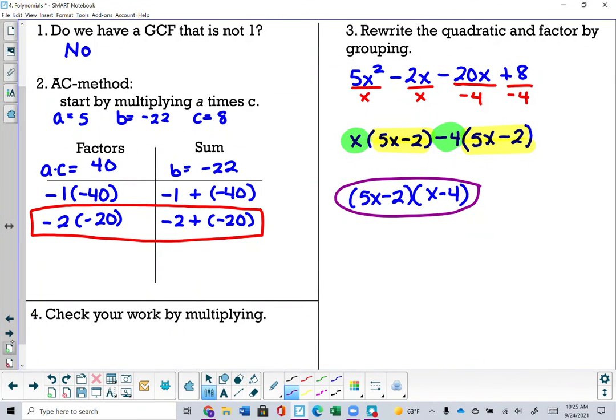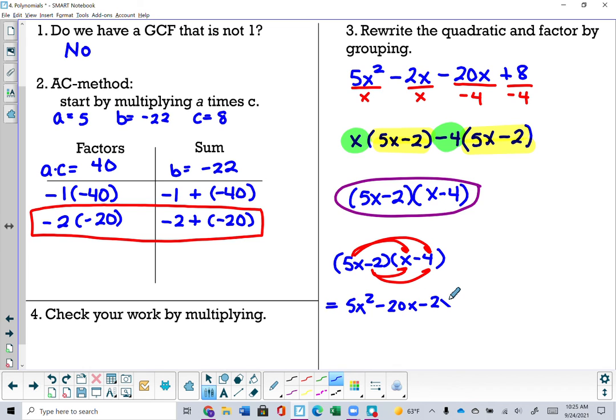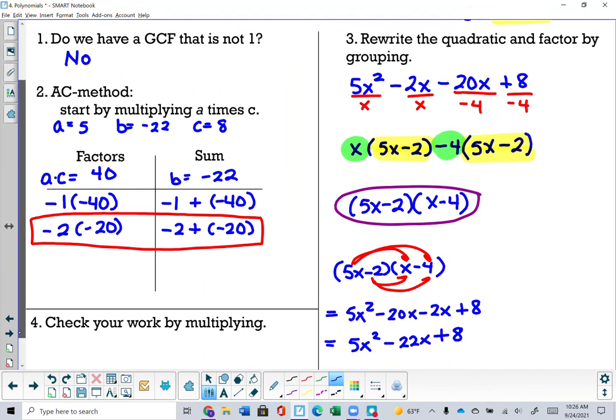You can check your work by multiplying. So if we have here, I'm going to put the work right underneath. 5x minus 2 multiplied by x minus 4. If I distribute there and there, and then here and here, I get 5x squared minus 20x minus 2x plus 8. And then when you combine like terms, you get 5x squared minus 22x plus 8. And we can see that that is what we started with.